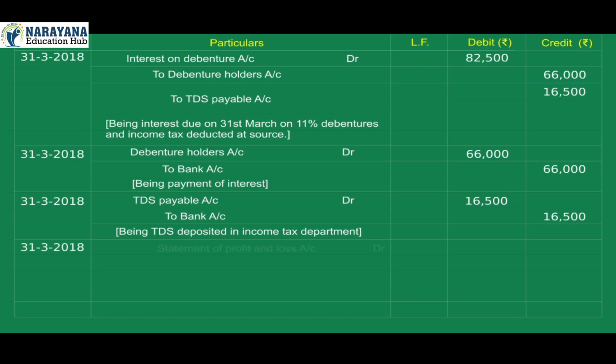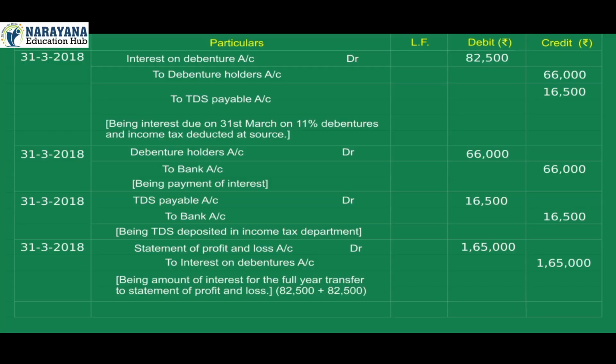Being TDS deposited in income tax department. 31st March 2018. Statement of profit and loss account debit 1,65,000 to interest on debentures account credit 1,65,000. Being amount of interest for the full year transferred to statement of profit and loss, 82,500 plus 82,500. Total debit 34,95,000. Credit 34,95,000.